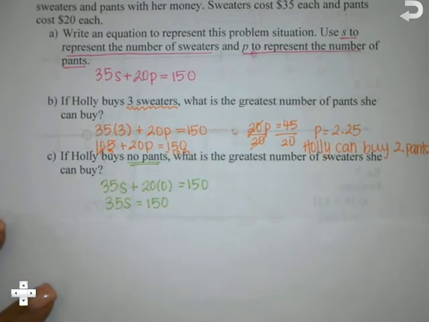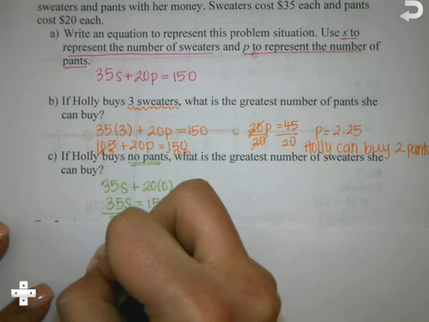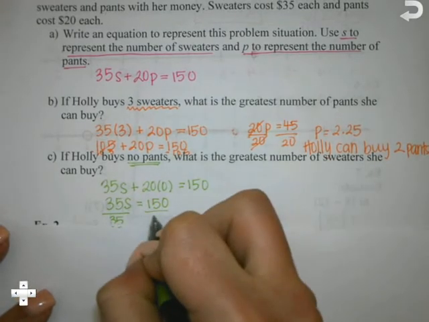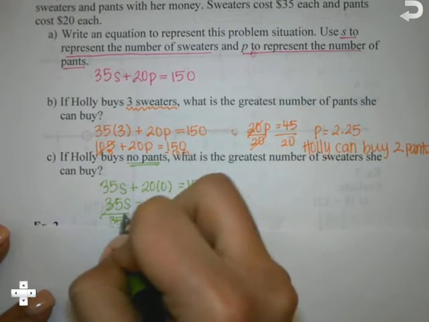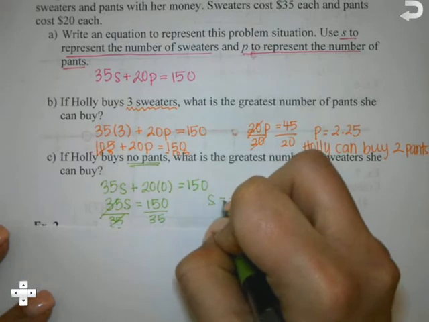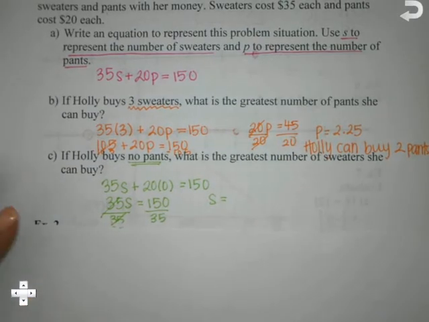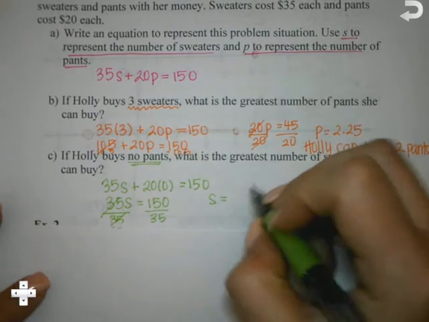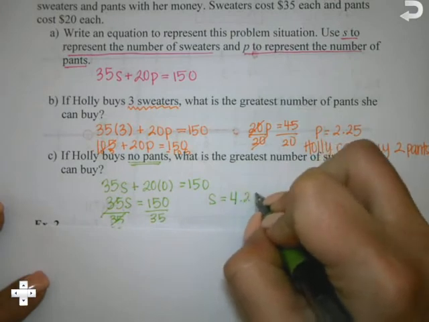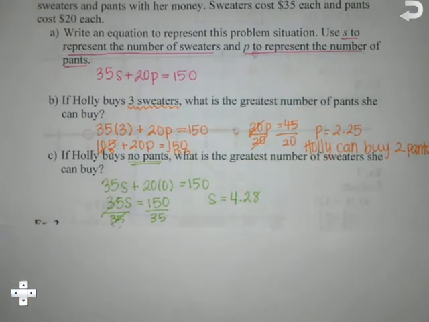So somebody with a calculator do that for us. It comes out evenly to 4? 4.28. Okay, 4.28. Okay, but if we round that up to 5, she would spend more than $150, right? So Holly can buy how many sweaters? 4.